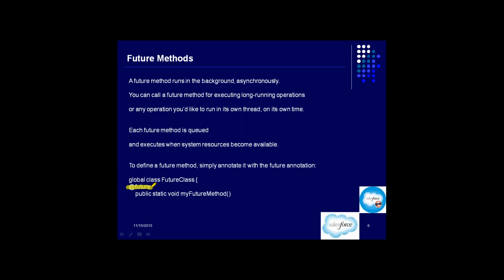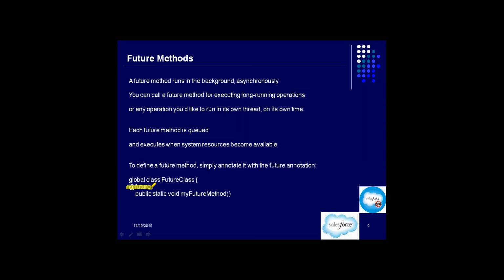Fine. And a future method should always be a void method. It should not return anything. And the logic is pretty simple, right? Why do you think a future method should be a void method and it should not return anything? Why do you think it has to be a void method always?